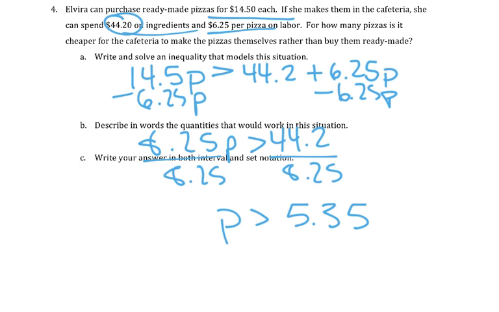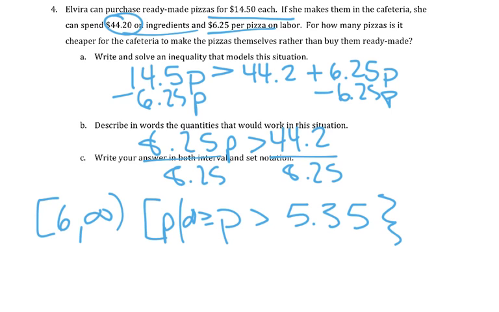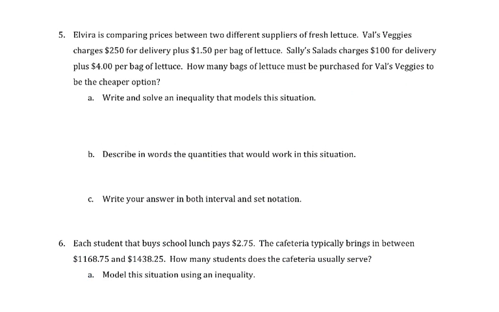So that's kind of part B. Making more than 5.35 pizzas is what will be cheaper for the cafeteria. So interval notation would go from 5.35, or we'd probably just say 6, round that up, to infinity, because it's never going to end, according to this. So set notation for P: infinity is greater than or equal to P, which is greater than 5.35.